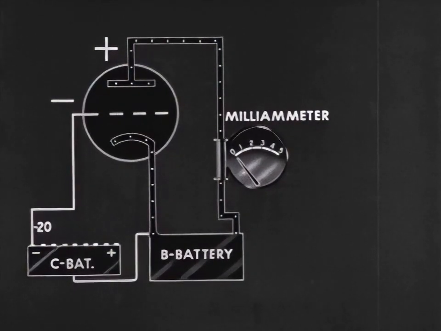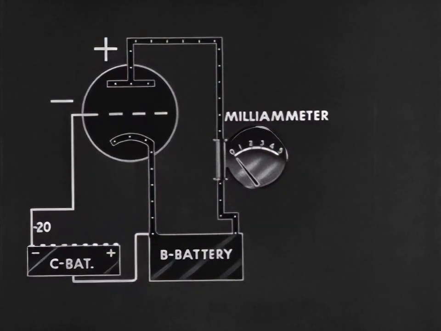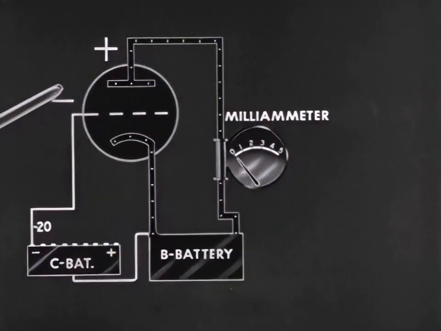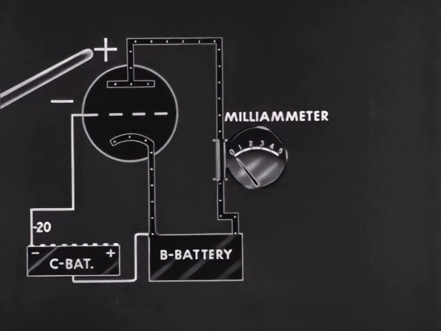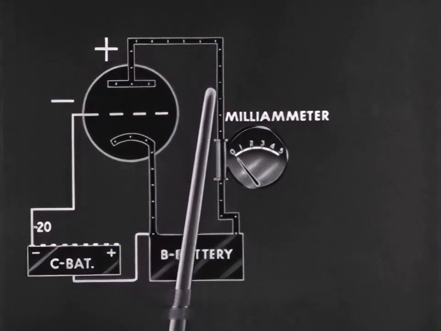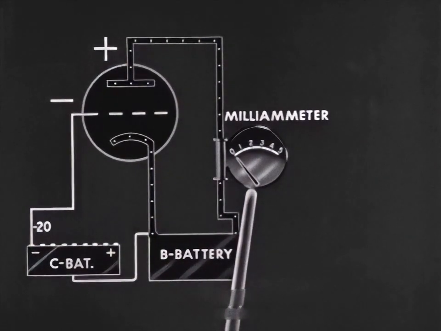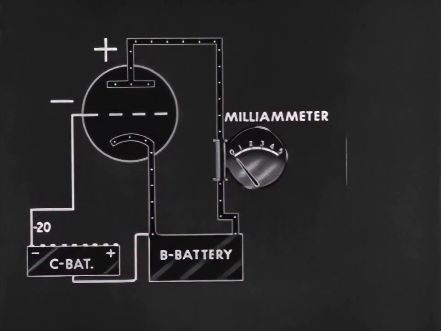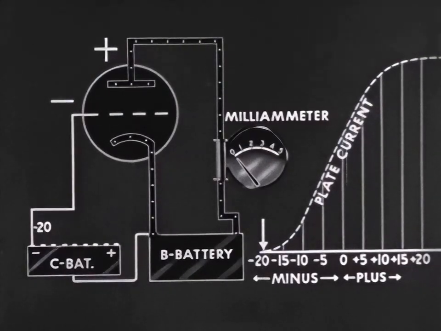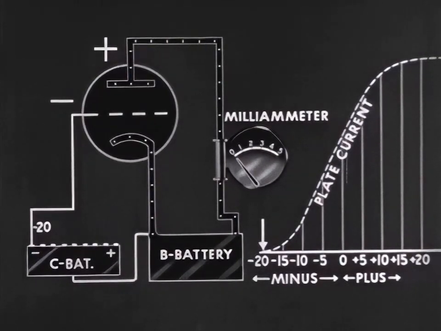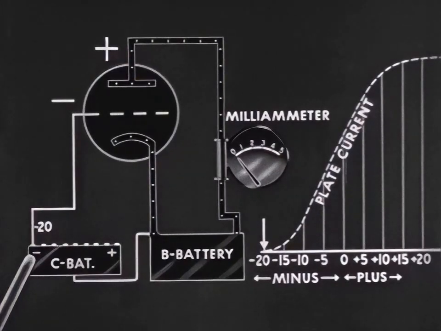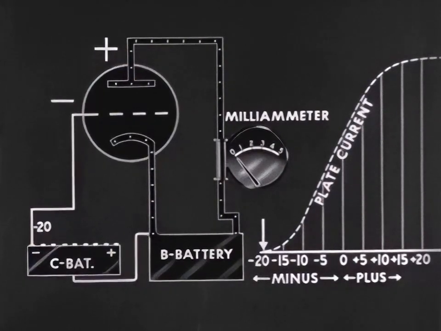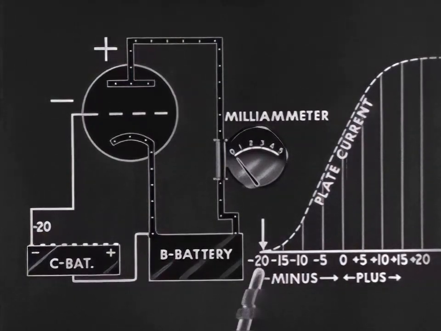This circuit represents a hookup to test the effect of grid bias on plate current. With the grid negative well below the cutoff point and the plate positively charged by the B battery, no current is seen to flow around the plate circuit and through the milliammeter. We may chart the flow of plate current with changes in grid bias. The C battery is impressing a minus 20 volts upon the grid. Both the milliammeter and the chart represent no plate current flowing. A grid bias of minus 20 is the cutoff bias of this tube.